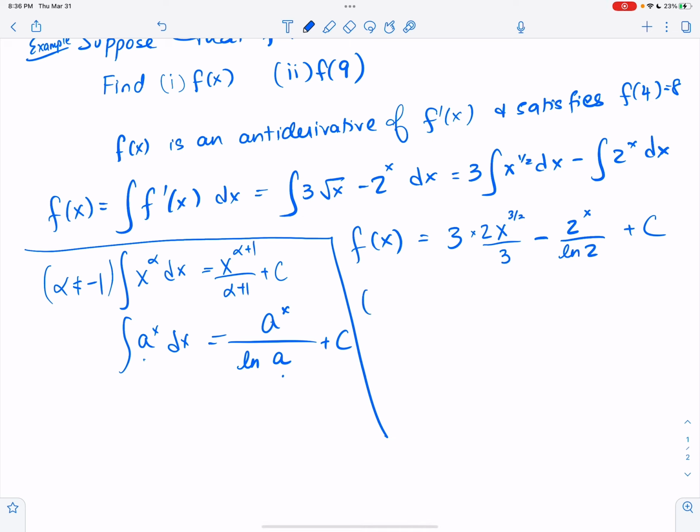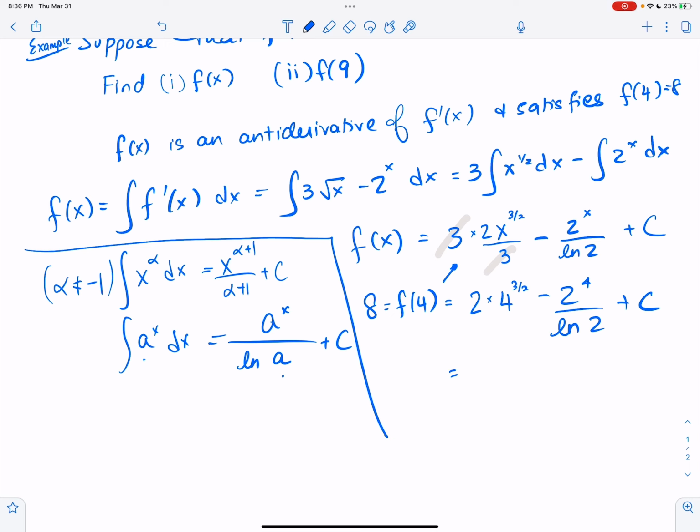Now f of 4 needs to be 8. Let's write it like this. Okay, but let's plug in 4 over here. Oh, by the way, I forgot. We should cancel out these 3's. Okay, let's plug in 4 over here. It'll be 2 times 4 raised to 3/2 minus 2 raised to 4 over log 2 plus c. Okay, and that needs to be 8.